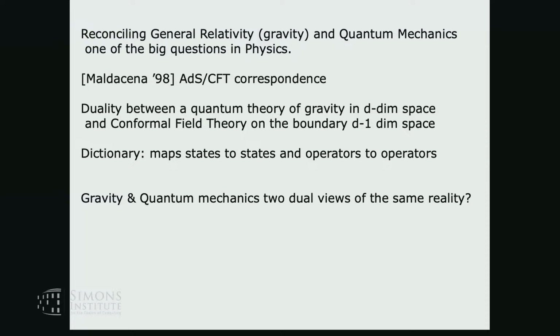What it posits is that there's a duality between a quantum theory of gravity in what's called the bulk, a d-dimensional space, and a conformal field theory, or quantum mechanics, on the boundary, a d-1 dimensional space. It's called a holographic duality. John mentioned it in terms of the holographic principle. What does it mean that there's a duality? It means there's a mapping between these two spaces, so that states get mapped to states and operators to operators. Whatever is happening in the bulk, you map back and forth.